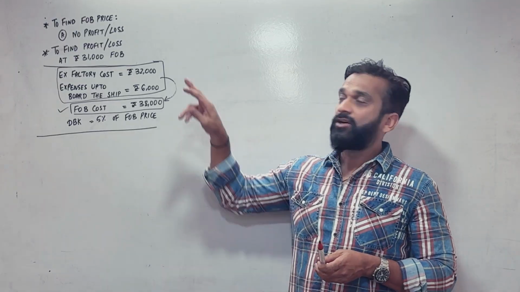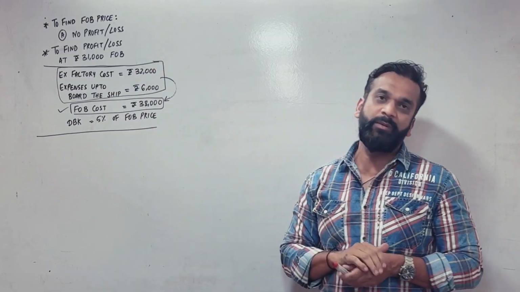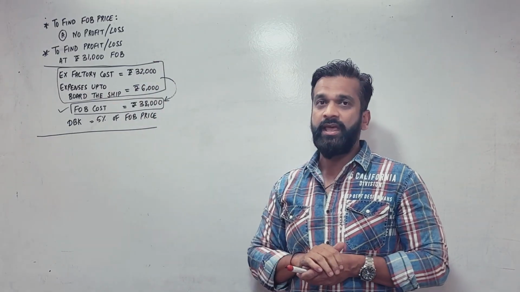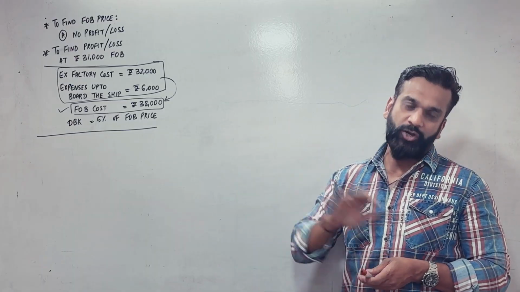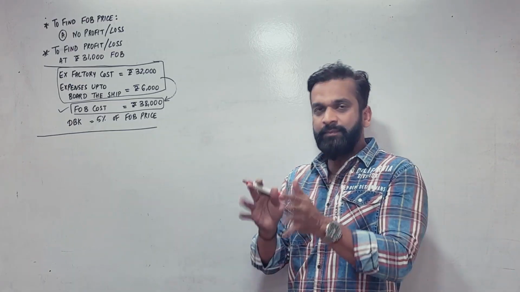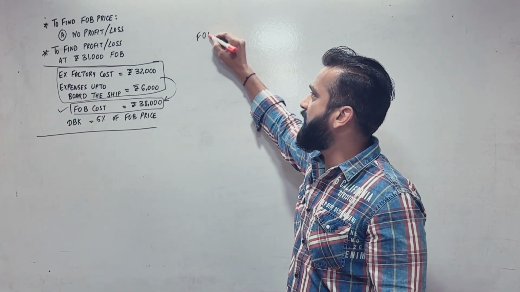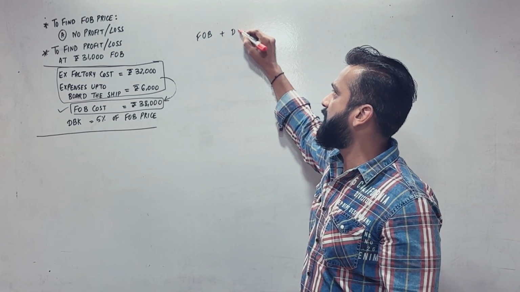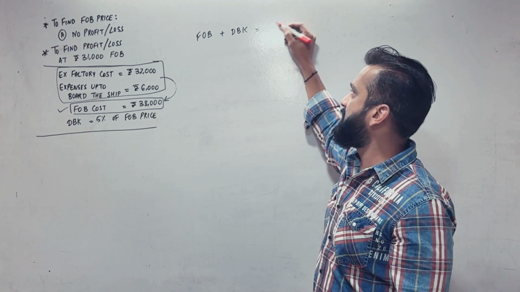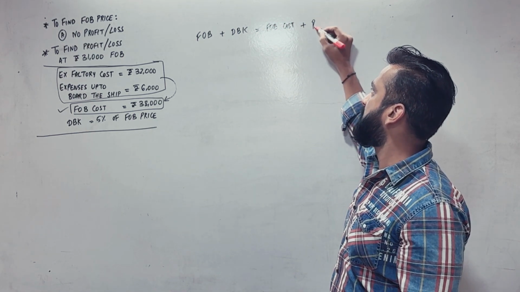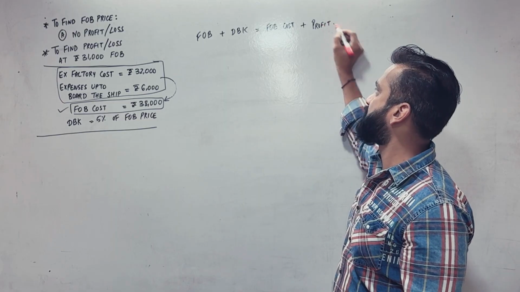The second part of the question says we are supposed to find out the profit or loss at rupees 31,000 FOB price. So here the FOB price is given as 31,000 and we are supposed to find out the profit or loss. That is why, same thing, the formula remains the same. The formula says FOB plus duty drawback DBK is equal to FOB cost plus profit.